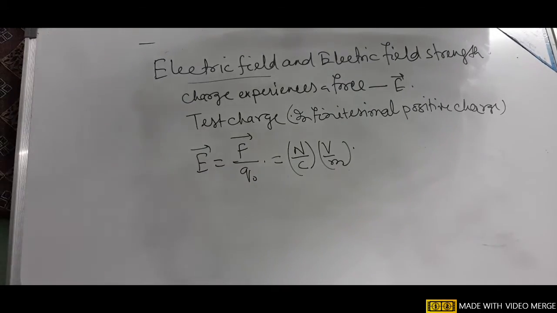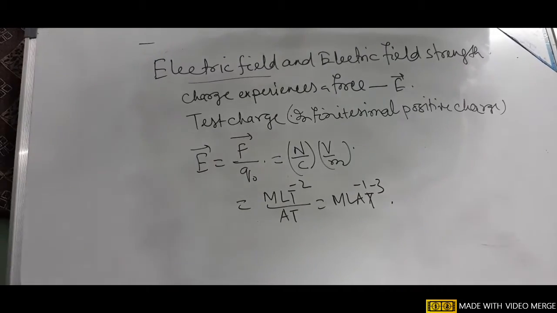The unit of force is Newton and the unit of charge is Coulomb, or the unit is also volt per meter. The dimension of force is M L T to the power minus 2, divided by q0, that is A T. So it becomes M L A to the power minus 1 T to the power minus 3. This is the dimension of the electric field.